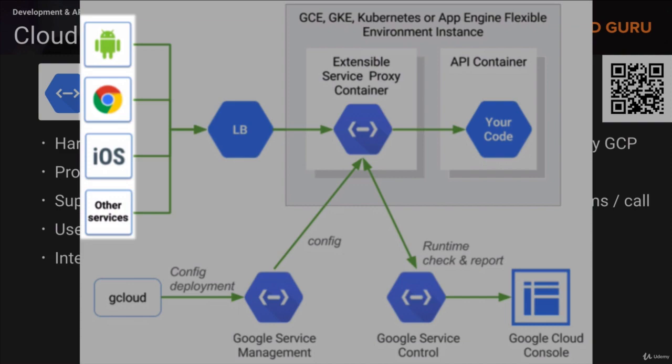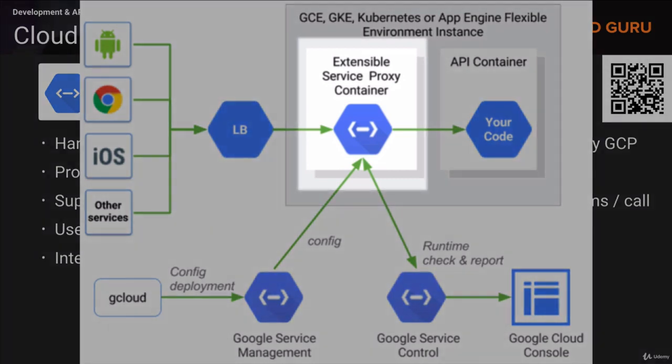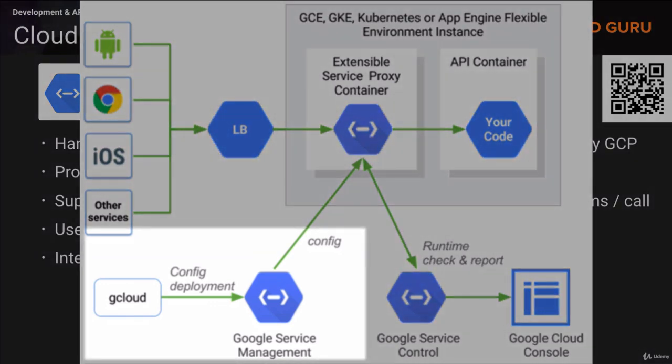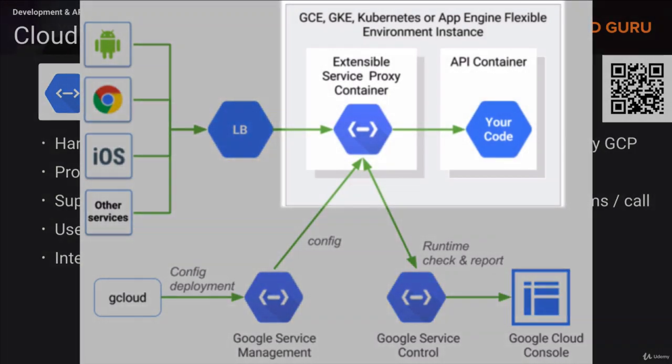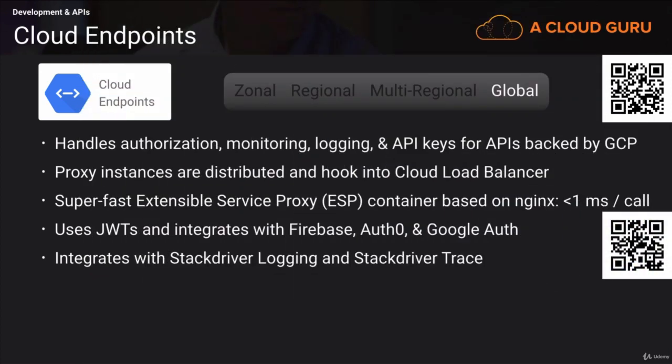The client that's making a connection will go through the load balancer and then get sent straight to one of the extensible service proxy containers that are registered for your API. That ESP container gets its configuration information from Google, and it'll check auth and send logs to Google, but it's actually running on your instance, and that's what makes it so fast. You can read more about this at this link here.